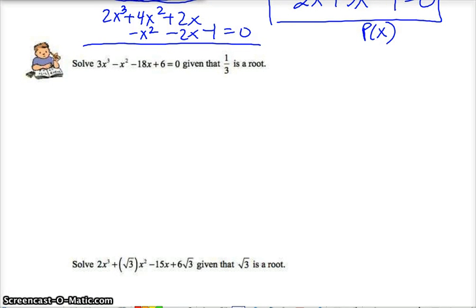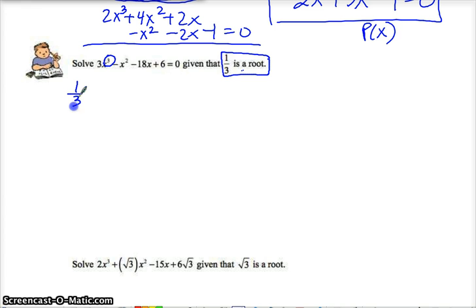Okay, how about the second example? I have 1/3 as a root. Solve for all of the roots. So if I'm solving, I've been given one root, but now I need to find the other two, because this third power, this degree, is telling us that we should have 3 answers. So one of the roots is 1/3.